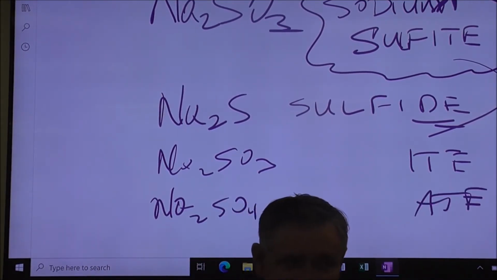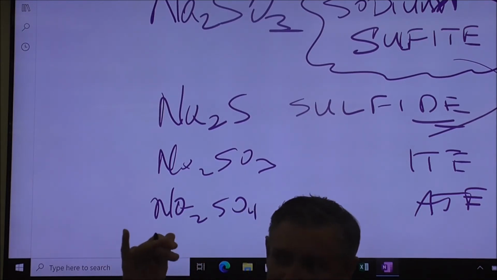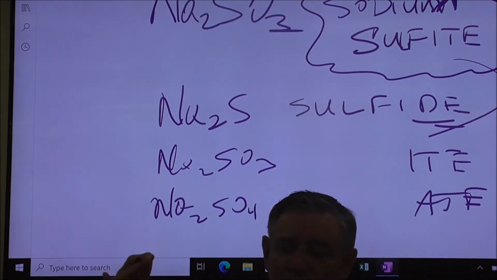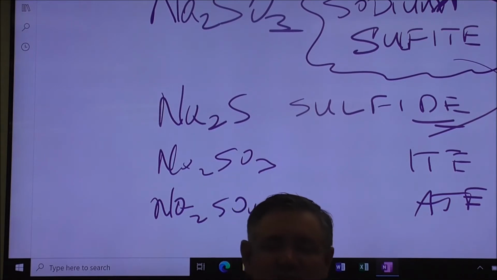The same thing with nitrogen. You could have nitride, nitrite, and nitrate. So what do you know about ites versus ates? Which ones always have more oxygens? Ates always have more oxygens than ites.